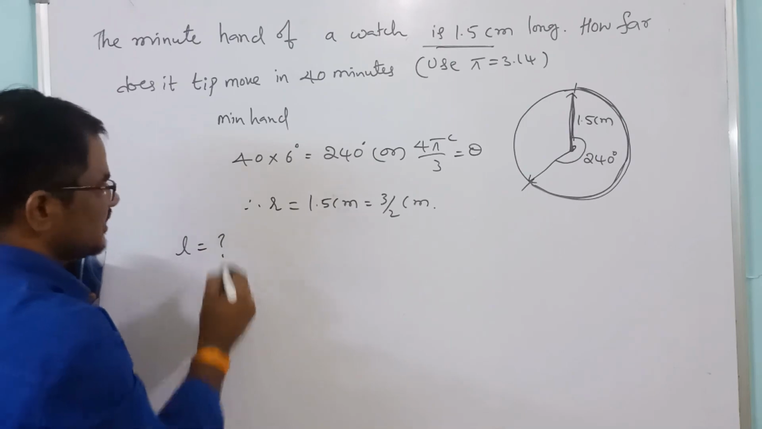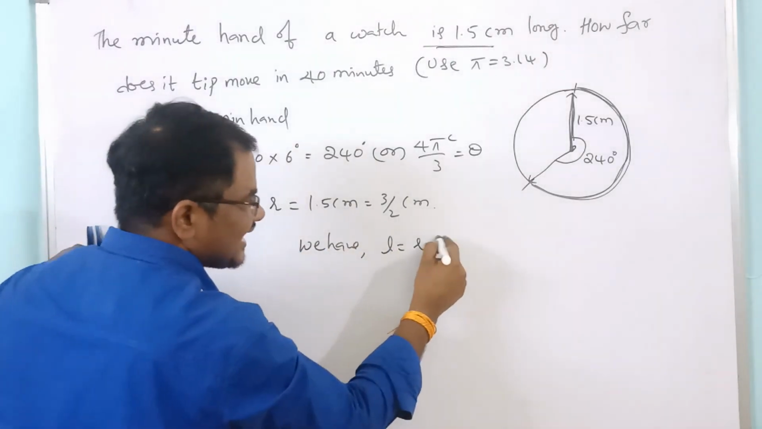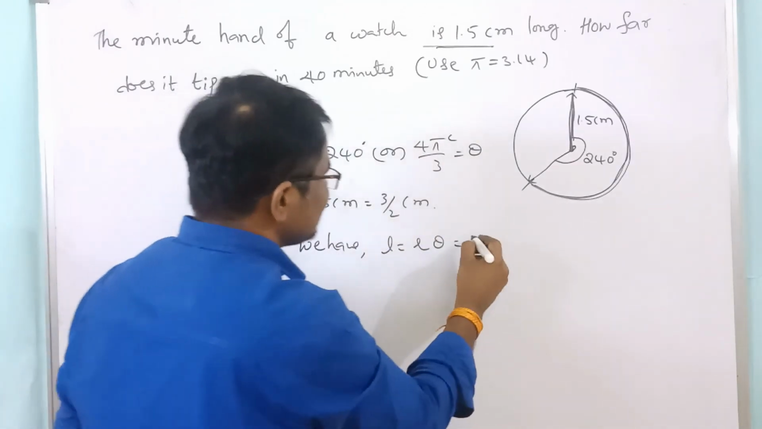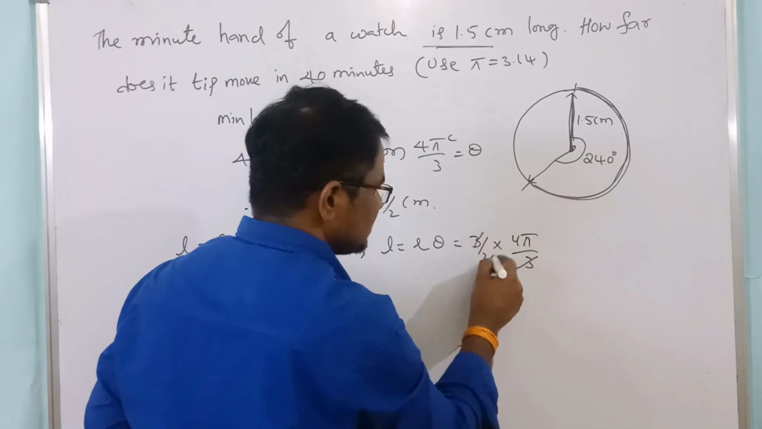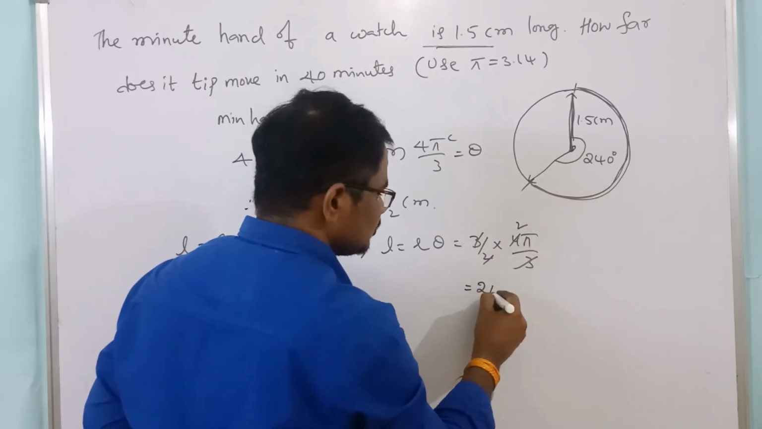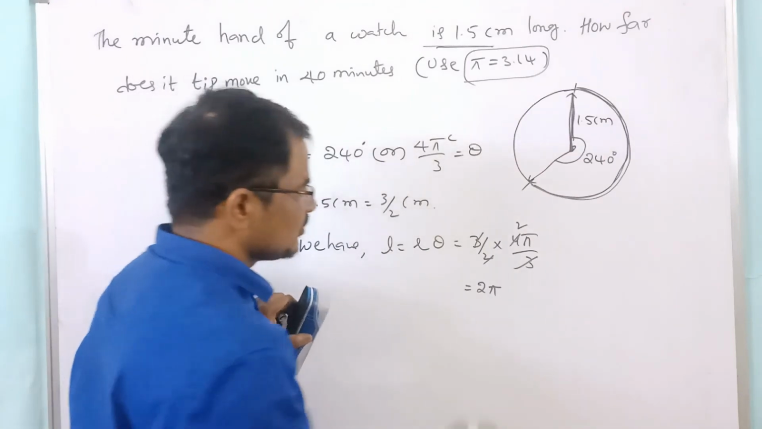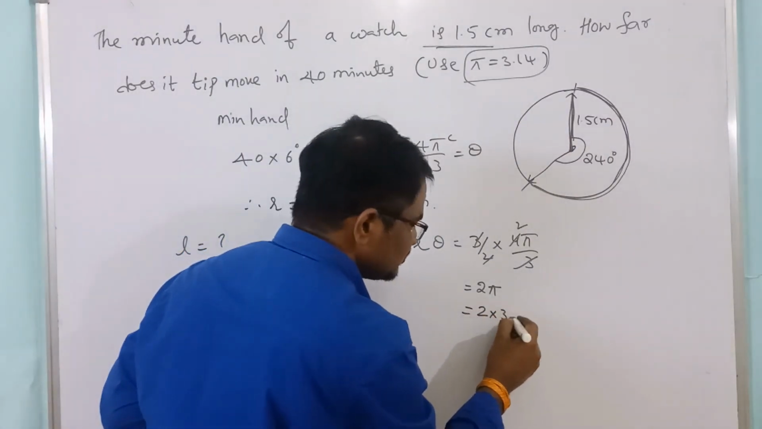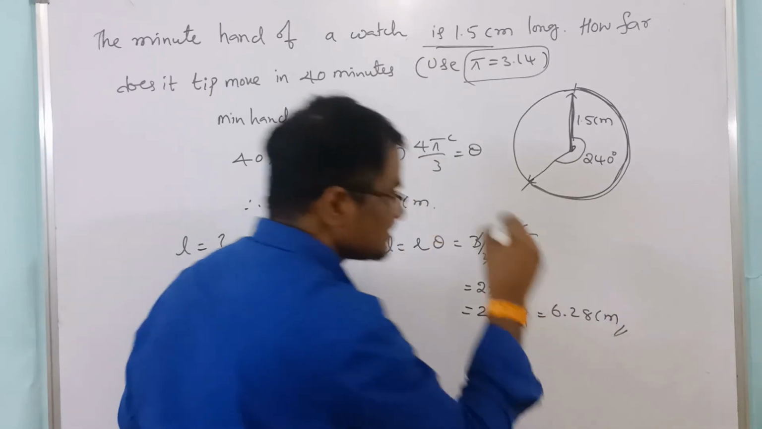L equal to what is asked. So we know that L equals r theta. That is equal to r is 3 by 2 and theta is 4 pi by 3. 3 and 2 cancel, that is equal to 2 pi. Now here we have to use pi equal to 3.14. 2 into 3.14, that is equal to 6.28 centimeters. Like this we have to do.